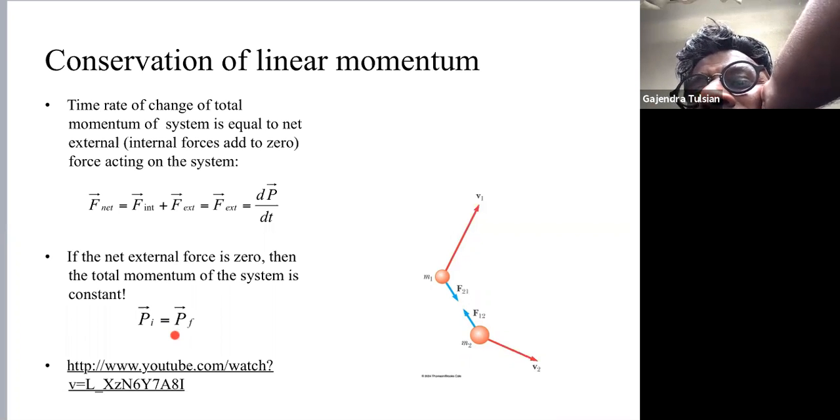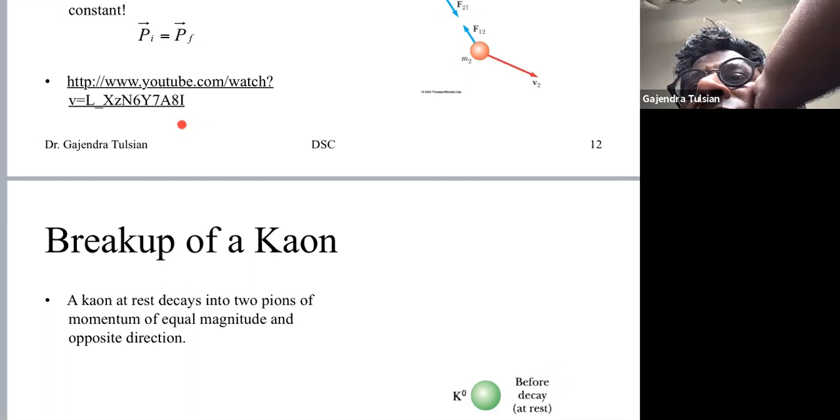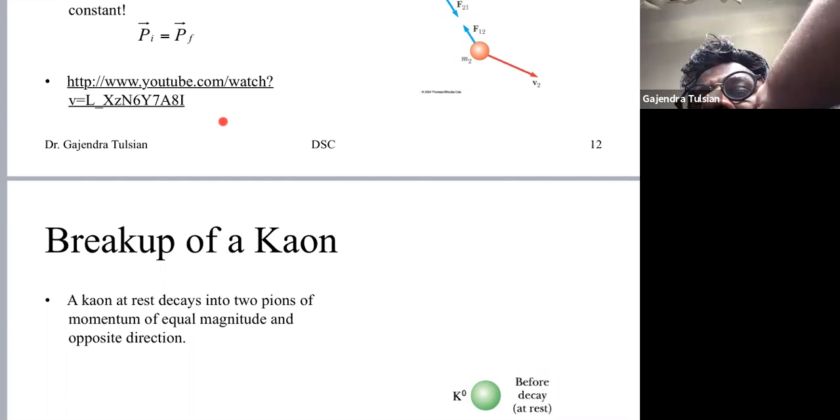So that's very important. This is a very important principle that we'll use often. And here's a YouTube link. You can go see about some guy breaking a pool rack, and the momentum right before the cue ball hits the rack is equal to the momentum afterwards. Okay. Anyway, go look at it.